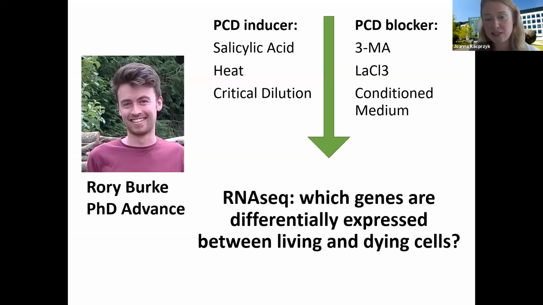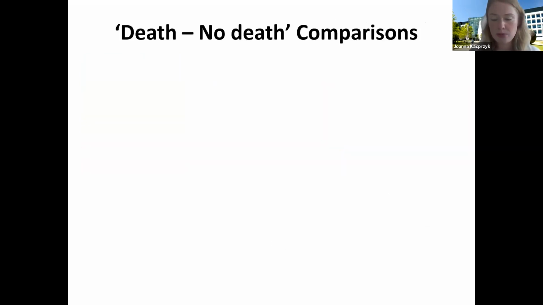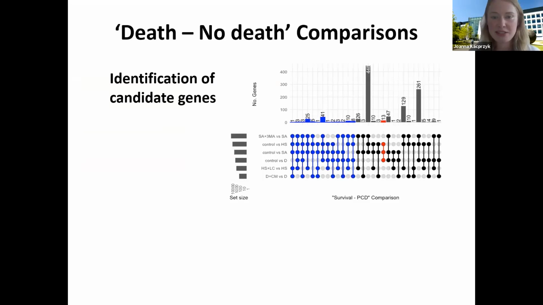After the RNA-seq has been done, Rory is doing differential gene expression analysis. So basically he wants to figure out which genes are either switched on or switched off when the cell decides to die. So loads of death, no death comparisons allowed Rory to identify a bunch of candidate genes. These are the genes which were commonly switched on or switched off when the cells were dying.